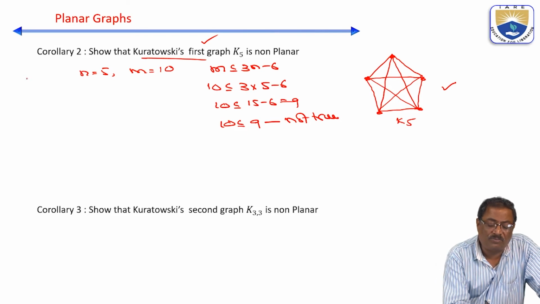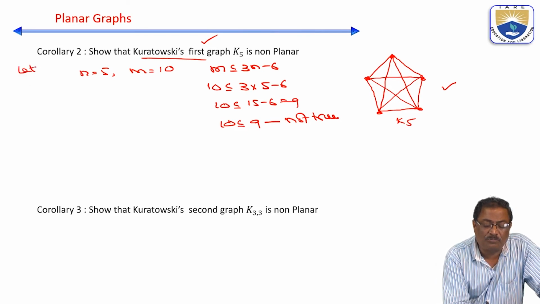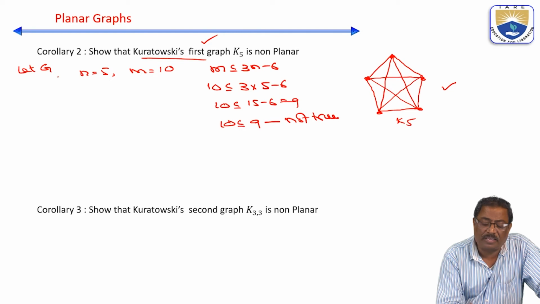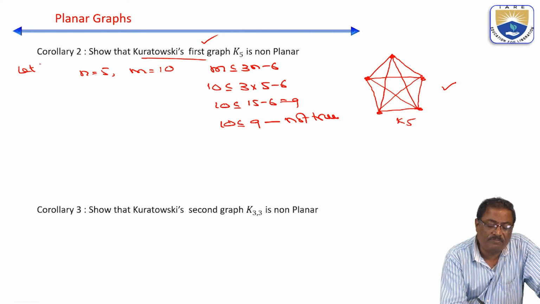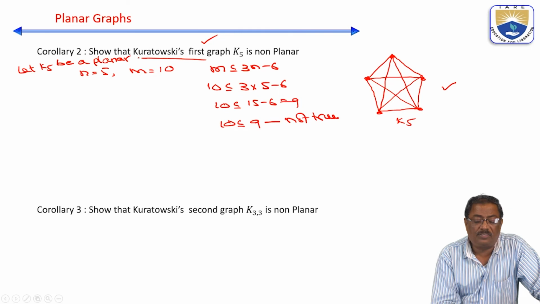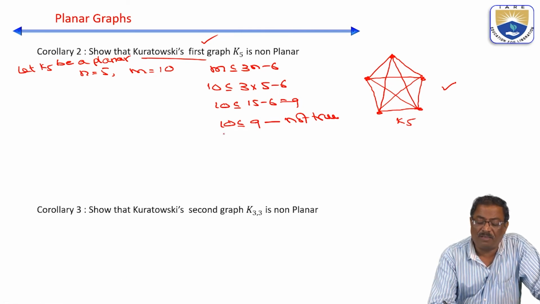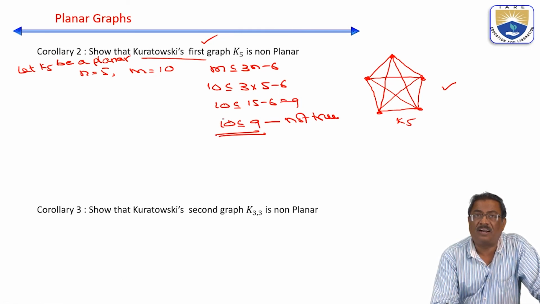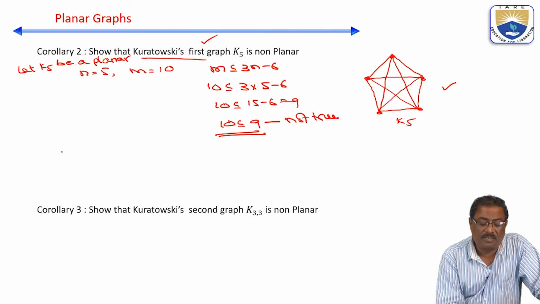Hence, let us assume that K5 is a planar graph. This is the assumption. If it is a planar graph, this should be satisfied. This is not satisfied, so our assumption is wrong. So what are we saying? K5 is not a planar graph.